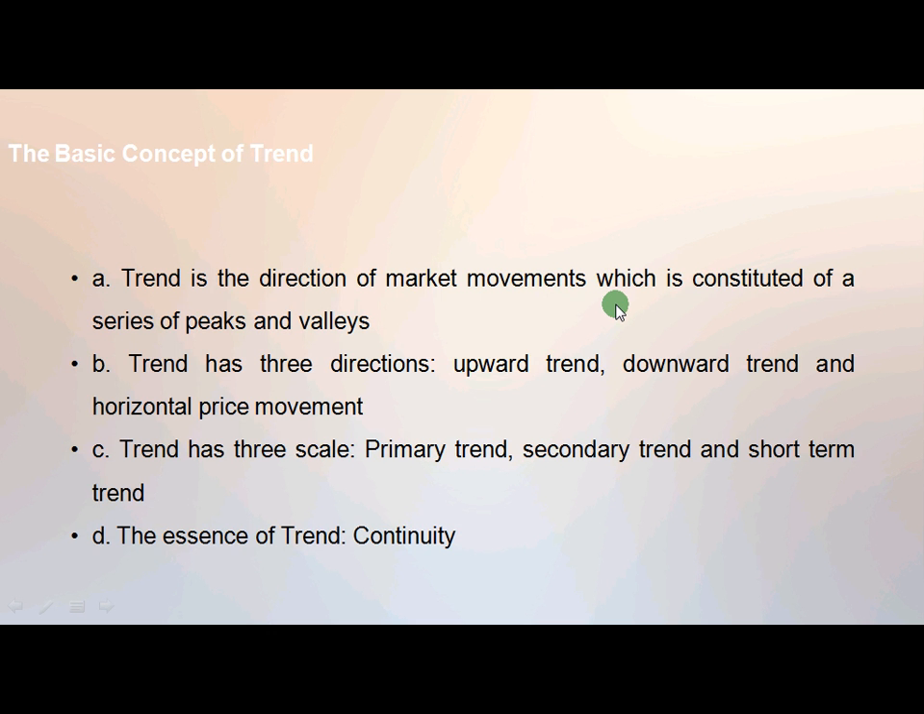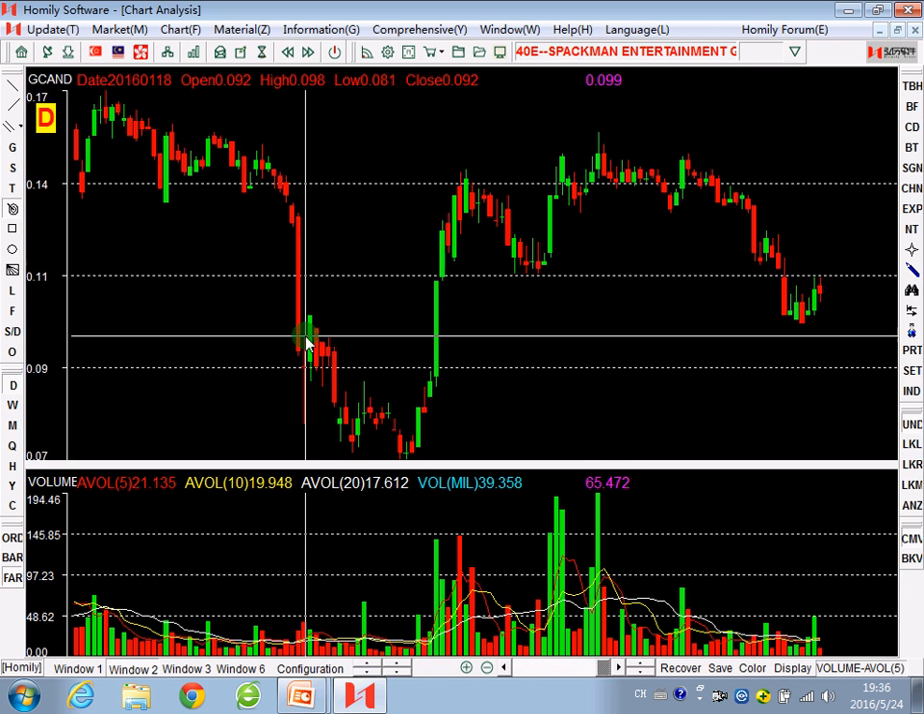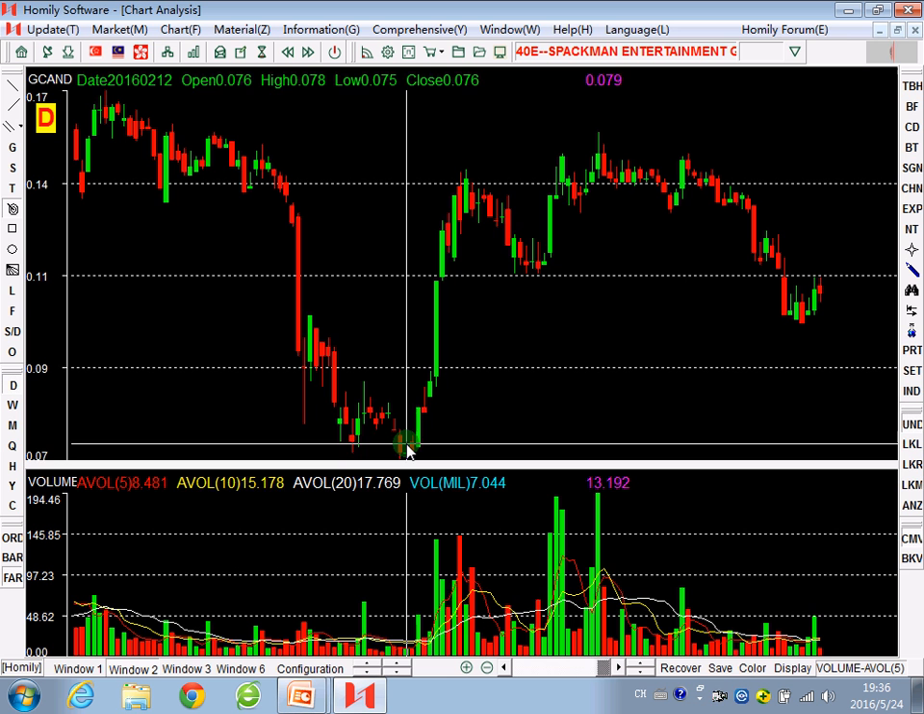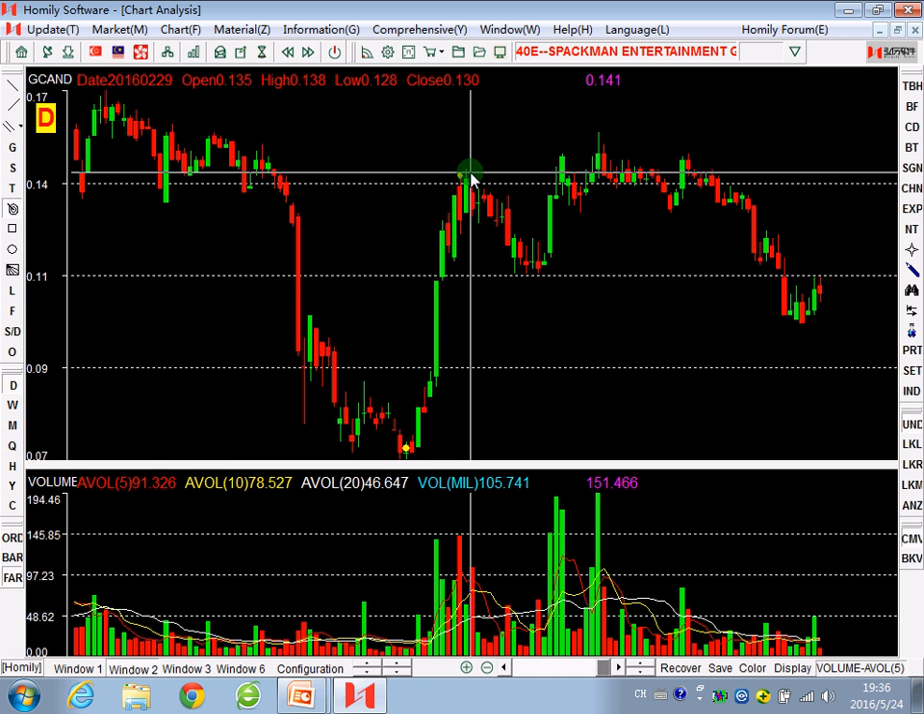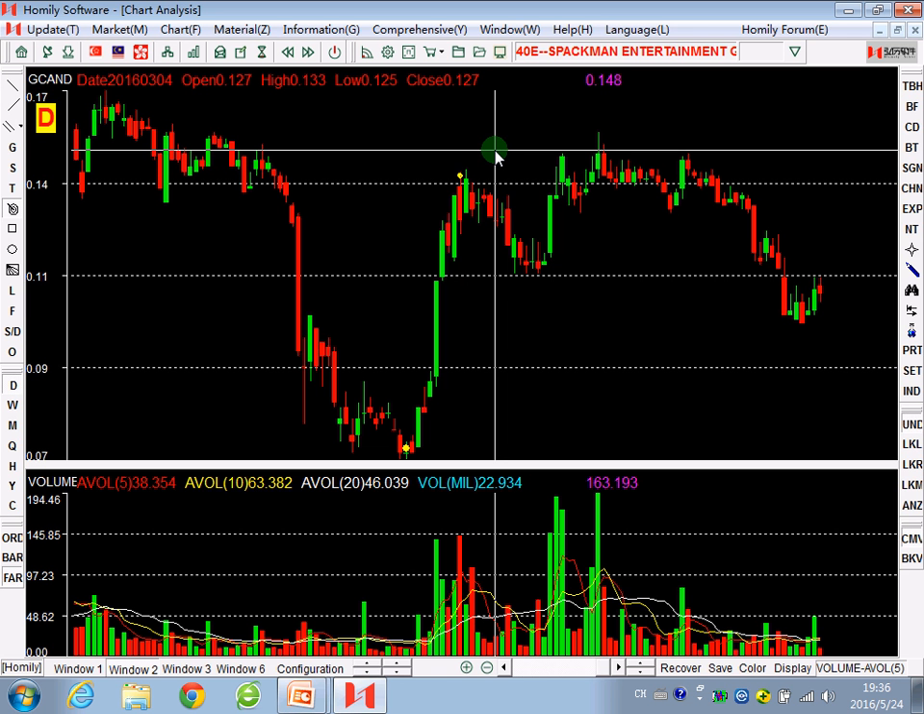Then return to our class. The basic concept of trend. The first one, trend is the direction of market movement, which is constituted of a series of peaks and valleys. So what that means? You should know the low point and high point. This is the low point, this is the high point. If you know the high point and low point, you can confirm that the trend is uptrend or downtrend or sideways. So how to judge? Last time I showed you, you can use your finger, right? This is the high point, this is the low point.